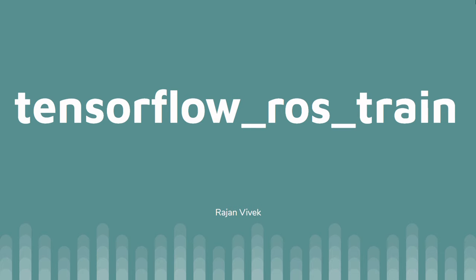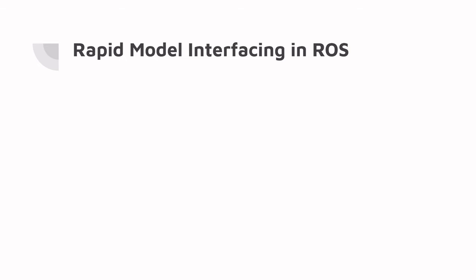TensorFlow ROS Train is a unique ROS package that seamlessly integrates ROS data collection and TensorFlow model training. Incredibly rapid model interfacing is made possible. A typical user will first define a function creating any TensorFlow model.